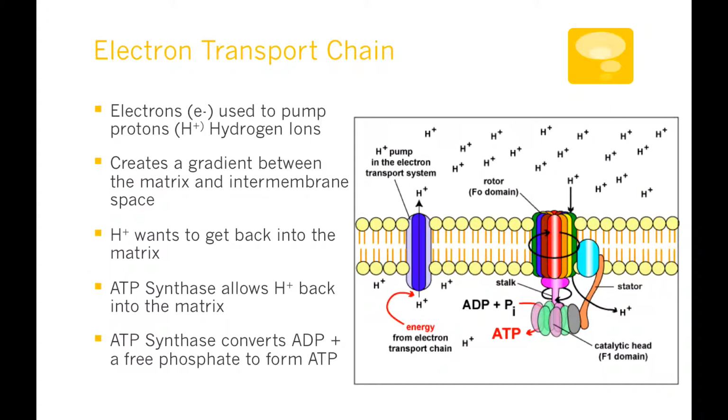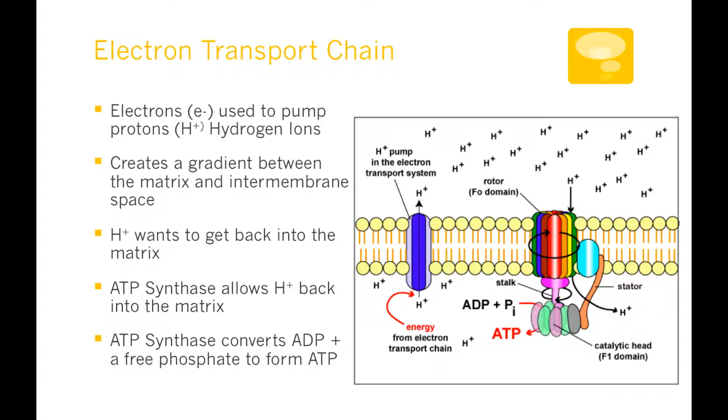This free energy from the electrons is used to pump protons, the hydrogen ions, from the matrix across the inner membrane into the intermembrane space. This creates a gradient, where we've got a high concentration of ions on one side of the membrane and a low concentration on the other. Gradients, which we'll talk a little bit more about in osmosis, want to go towards being balanced. So the hydrogen ions want to return to the matrix.